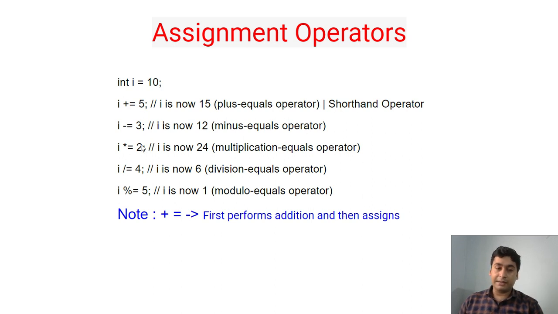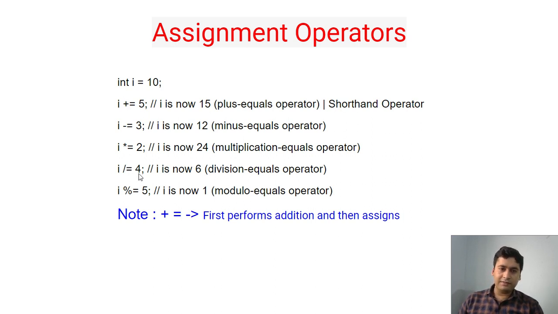Here you can see the assignment operator, int i equal to 10. This is the shorthand operator. Also you can write i plus equal to 5. So i is now 15. How did i become 15? With the plus equals operator. If you read this line, you can say plus equals operator, a shorthand operator. Then minus equals operator, multiplication equals operator. Then i is 6. How is i 6? Whatever value you have in i, right now i is 10, so 10 divided by 4. What is the value?